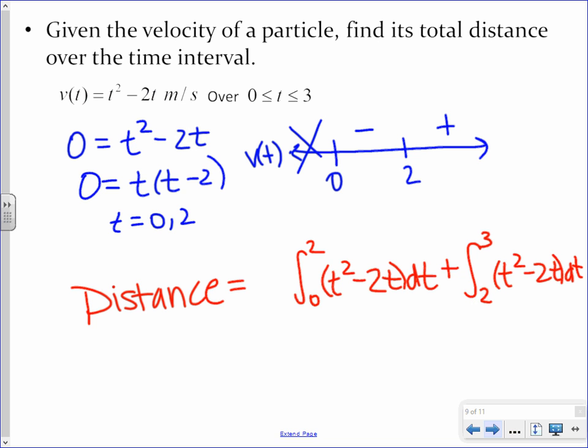This first integral right here, what's going to be true about the area we find under the curve? It's going to be negative. Well, since we are looking for distance, we don't want that to be negative. What would be an easy way to make it positive? Put a negative out in front.